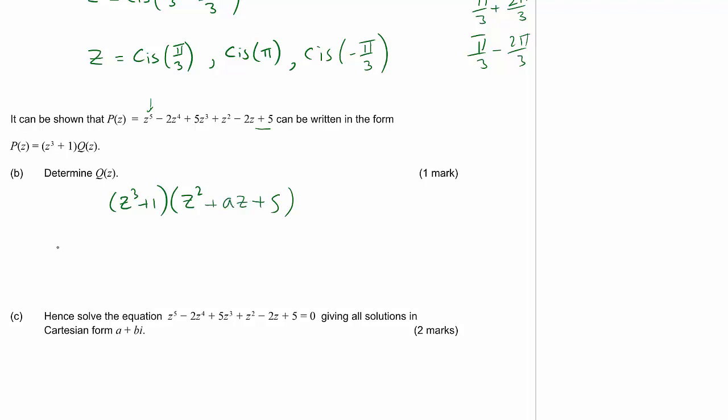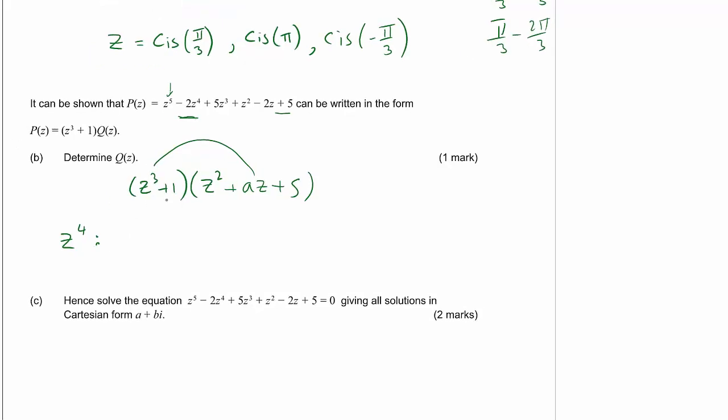But we could use, say, the z cubed coefficient to find that. So actually, we can't use the z cubed coefficient to find that. We could use the z to the 4 coefficient to find that. So the only thing that would give us a z to the 4 is that. So the z to the 4 coefficient here is negative 2, and that's got to be equal to a. And so what we have is that q of z is z squared minus 2z add 5.